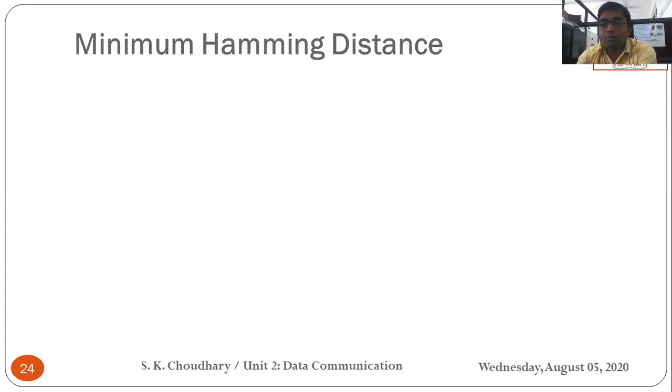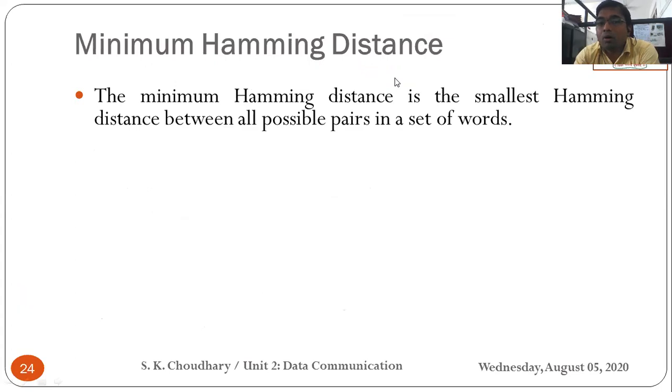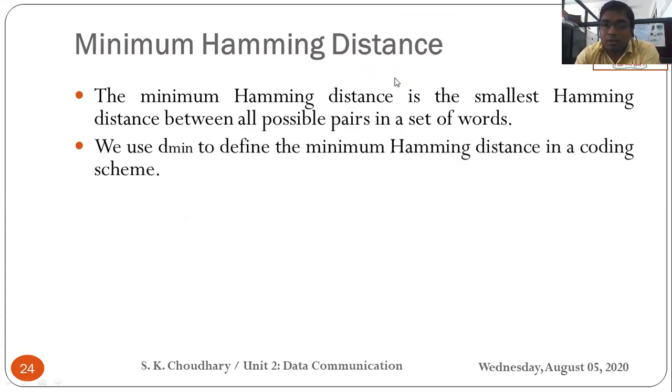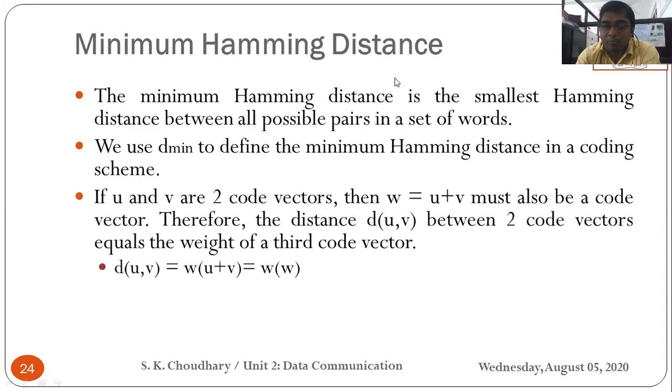Now, let's see how we use the Hamming weight and Hamming distance concepts. There is one term called the minimum Hamming distance. The minimum Hamming distance is the smallest Hamming distance between all possible pairs in a set of words. We use the minimum to define the minimum Hamming distance in any coding scheme.